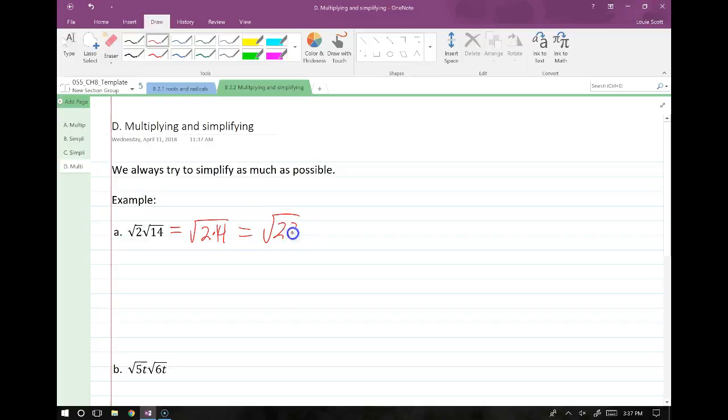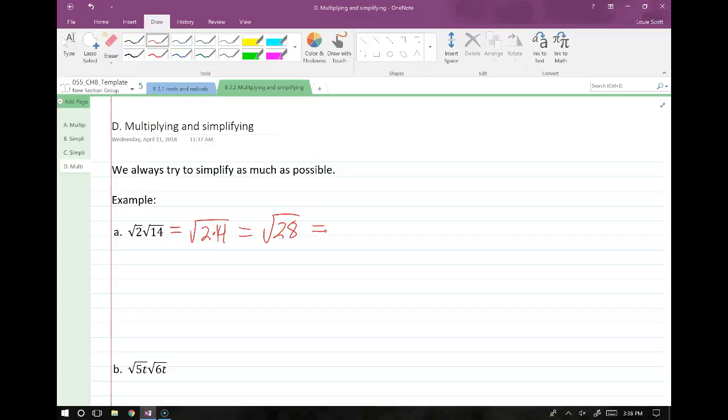Right, root 28, does that have a perfect square involved? 14 and 2 are not perfect squares. But hold on, we have 2. Is there a factor of 2 involved in 14? Yeah. So there's got to be a 4 in there somewhere, right? 4 times 7 equals 28, and 4 is a perfect square.